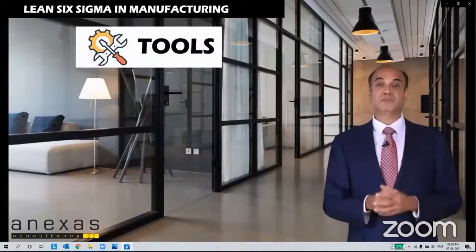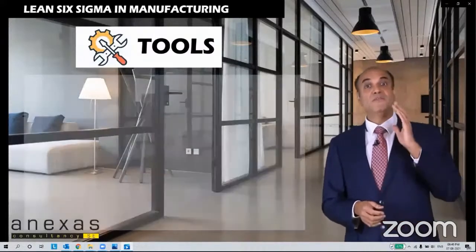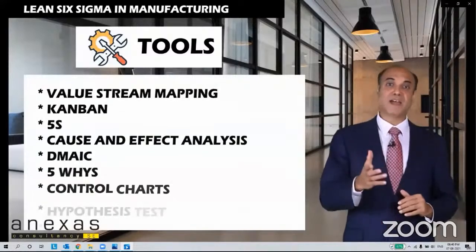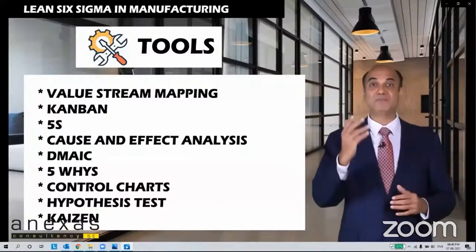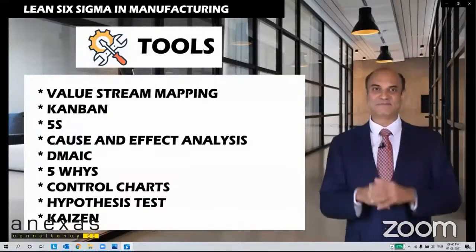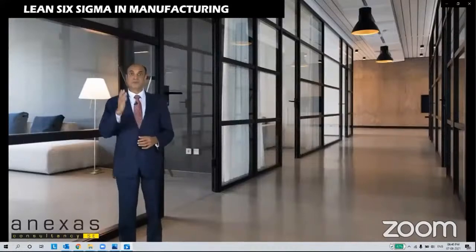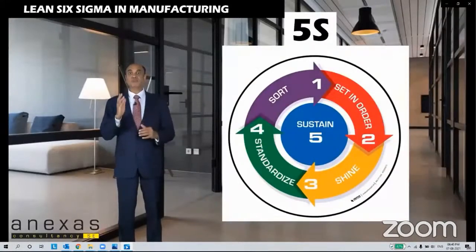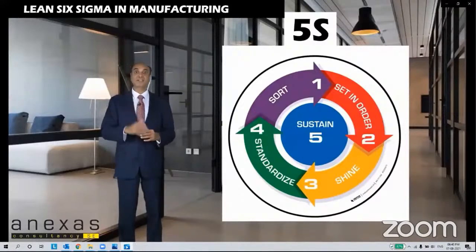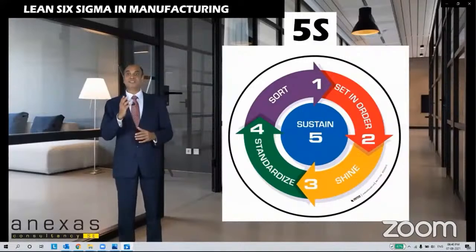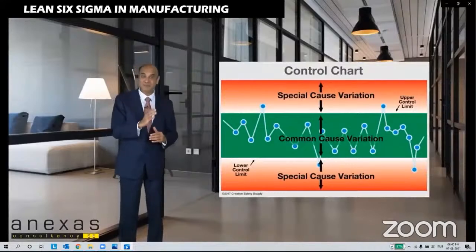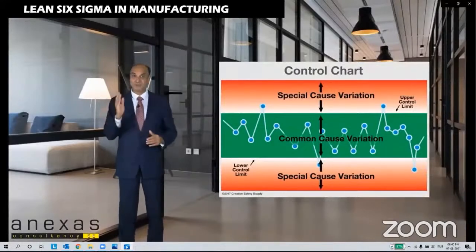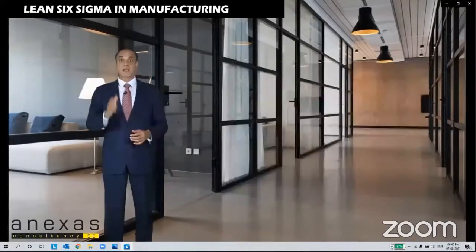Let me talk about some Lean Six Sigma tools that can be used in manufacturing. Value stream mapping, Kanban, 5S, cause and effect analysis, control charts, DMAIC, 5 Whys, Kaizen, hypothesis tests, etc. Let us talk about a few. 5S. A well-organized workplace becomes important if you want to eliminate waste and reduce the errors. 5S is the way to do that. Control charts. By understanding the control charts, you can understand the difference between the common causes and special causes. For special causes, you take immediate action, and for common causes, you take long-term actions.